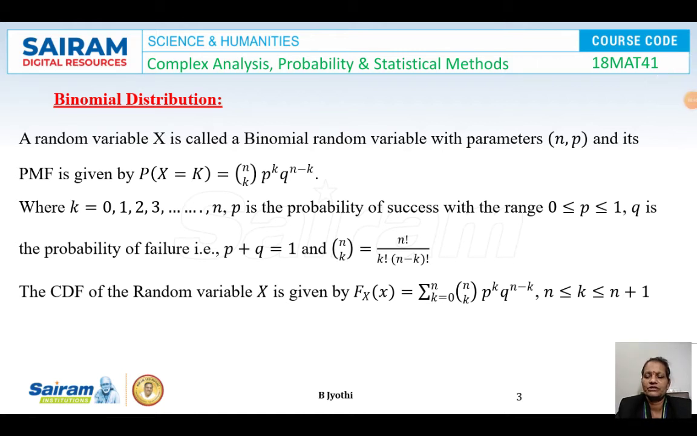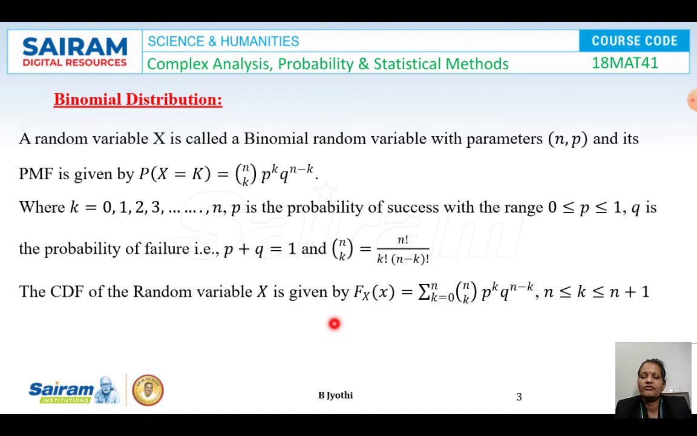Binomial distribution. A random variable x is called a binomial random variable with the parameters n, p and its PMF is given by P of x is equal to k, that is nCk into p power k q power n minus k, where k takes the value 0, 1, 2, etc. up to n, and p is the probability of success with the range 0 less than or equal to p less than or equal to 1, and q is the probability of failure, and p plus q is equal to 1. nCk is nothing but n factorial by k factorial into n minus k factorial.